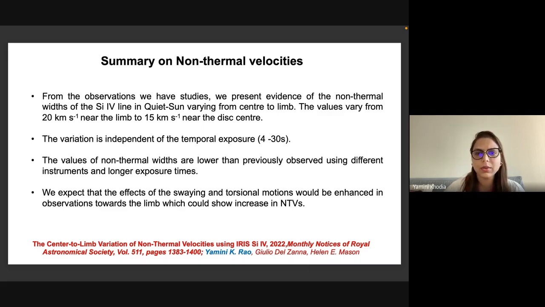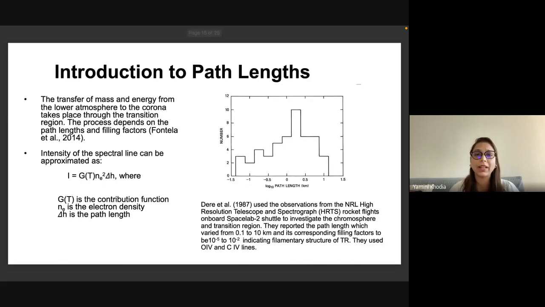So we also wanted to study these kinds of variations for path lengths. Path length is one of the factors which is important to study the filling factors, which give you the parameter of how much mass and energy is being transferred from the chromosphere to the corona. The intensity of any spectral line is generally approximated as the contribution function at the peak formation temperature multiplied by electron density squared and path length.